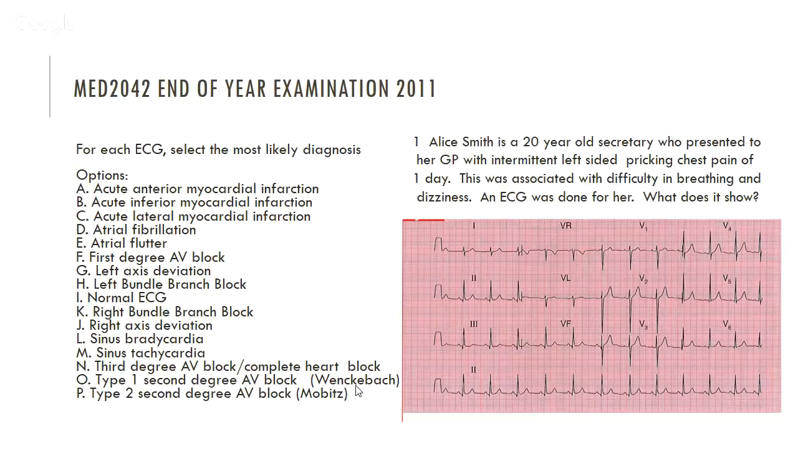So next question. Alice is a 20-year-old secretary, presents to GP with intermittent left-sided prickling chest pain for 1 day. She also has trouble breathing and is feeling dizzy. So an ECG was done. What does it show? Does anyone think they might know?